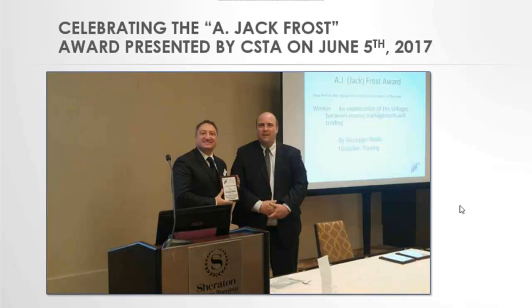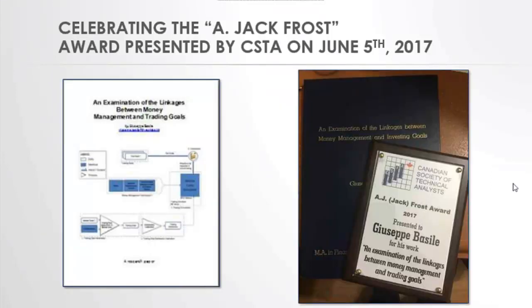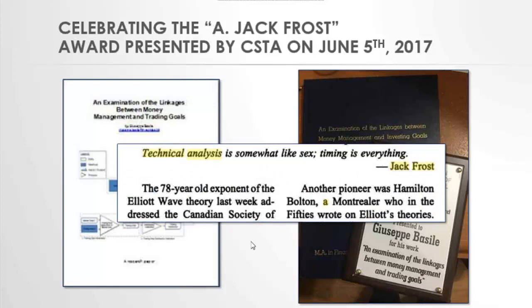That's me receiving the award, and the award was for this research paper that fills a gap in current research, and it links money management, so money and risk management, to the achievement of trading goals. Again, if you're interested, you can read that. For those of you who do not know, Jack Frost is an unbelievable character. He did so many things, and among those, he was also one of the contributors of the Elliott wave theory. He famously wrote, technical analysis, somewhat like sex, timing is everything. An exceptional character, with a great contribution to technical analysis. I'm very, very proud to be in the same group, not in the same league, maybe, but in the same group.